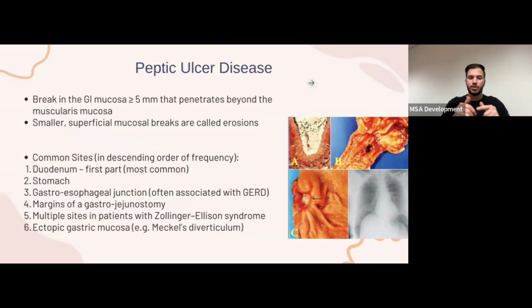What are the common sites in descending order? First of all, you have the duodenum. The first part is the most common. Then we have the stomach. Then we have the gastroesophageal junction, margins of gastroduodenostomy, multiple sites in patients with Zollinger-Ellison syndrome, which we're going to talk about in a bit, inshallah, and ectopic gastric mucosa, for example, Meckel's diverticulum.